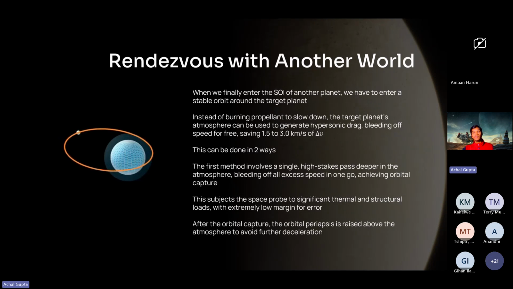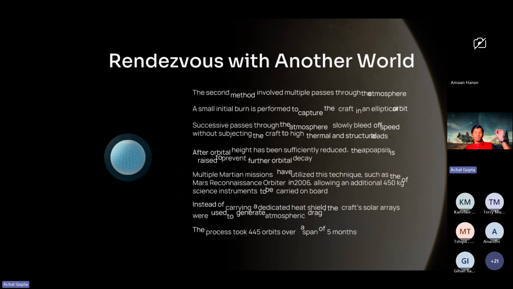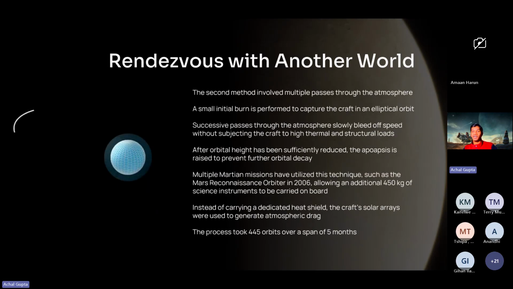The second method is to do the same thing, but do it multiple times. So instead of one burn, one pass that essentially slows you down a lot, you have multiple passes that slow you down a little at a time. And this method has actually been used by the Mars Reconnaissance Orbiter.